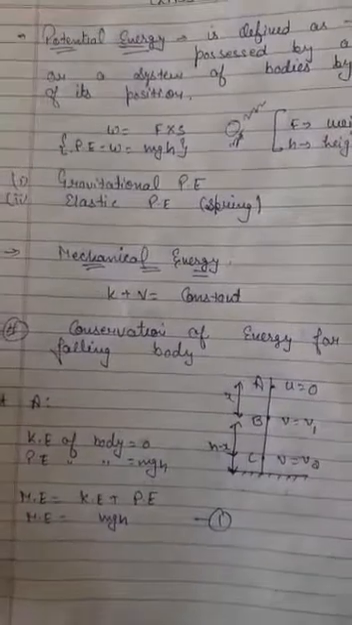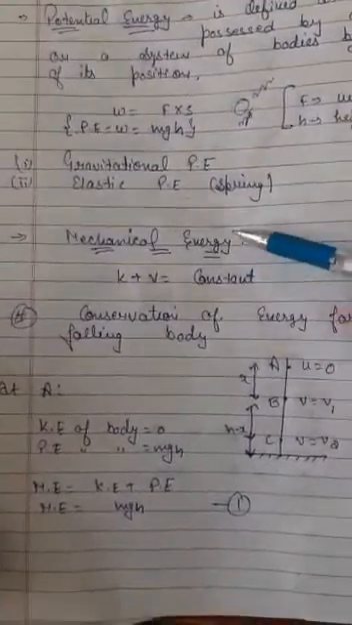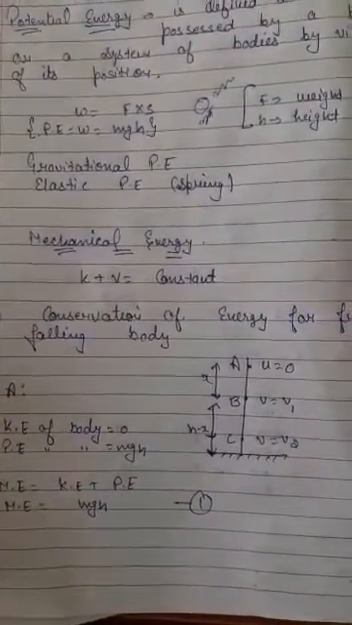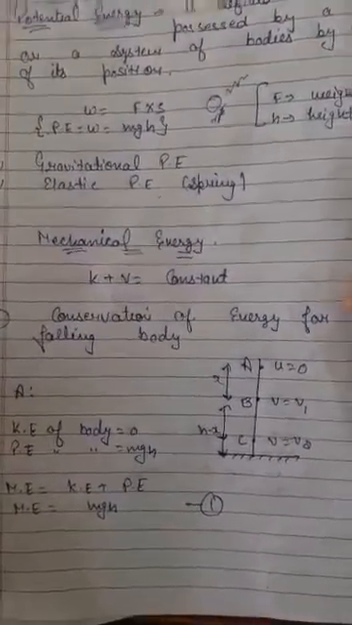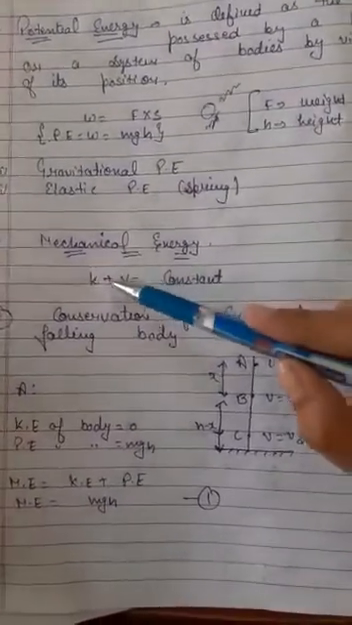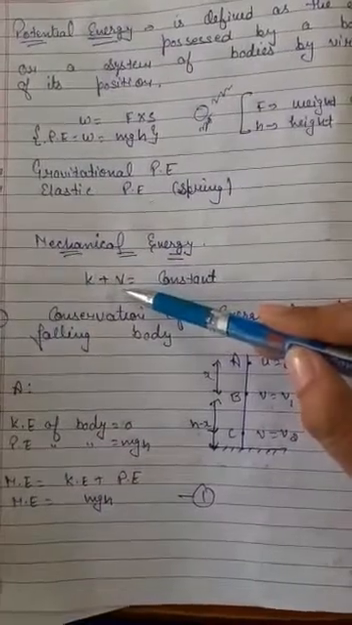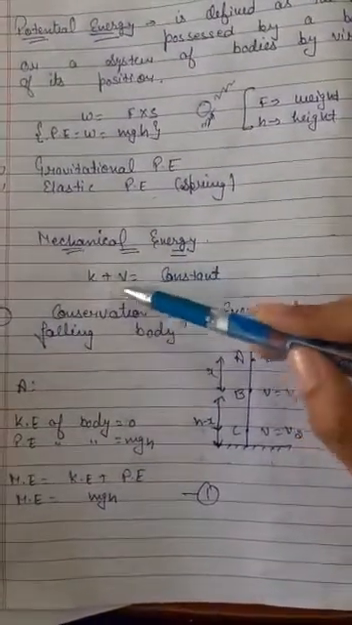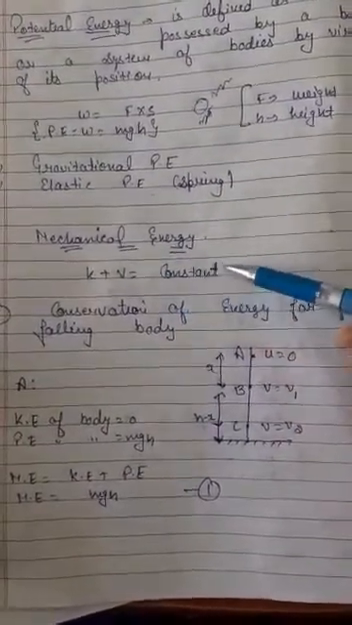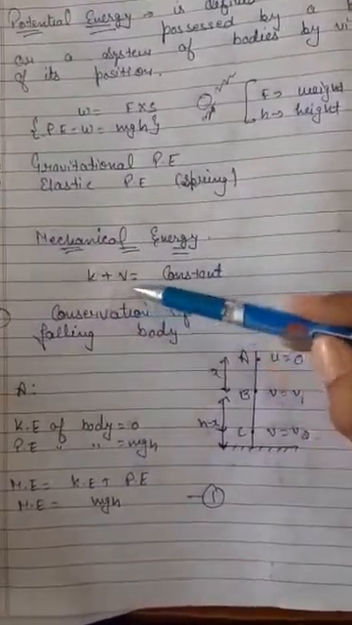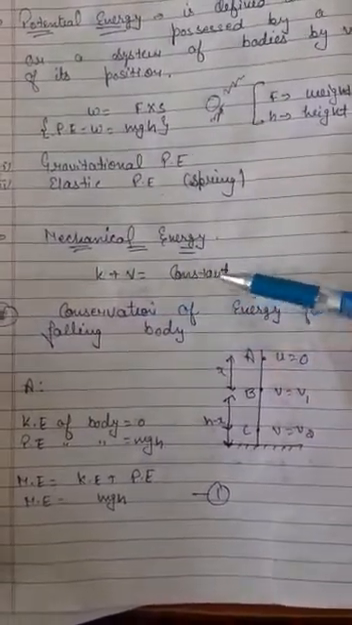And the next topic we are having the mechanical energy. In the basic terms we are having too many energy: chemical energy, sound energy, nuclear energy, geothermal energy and many more. But basic terms we are having the kinetic energy and the potential energy, and the sum of these energy remain constant always. Kinetic energy plus potential energy is always constant.